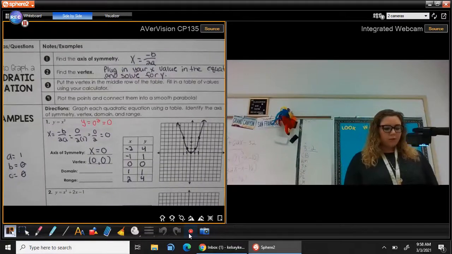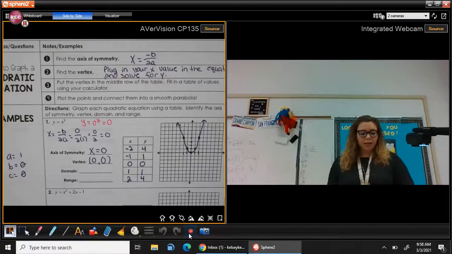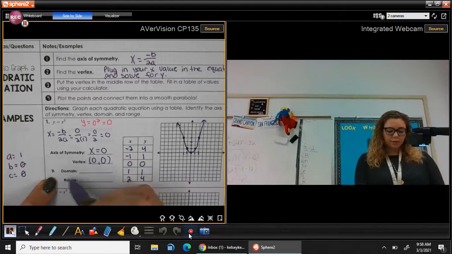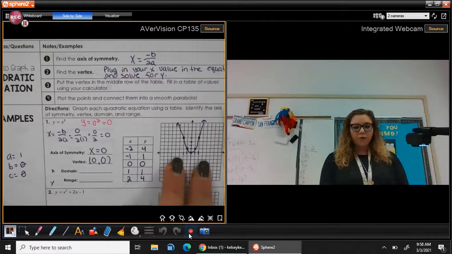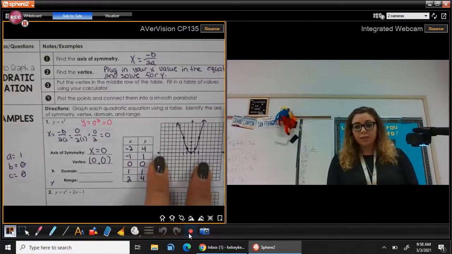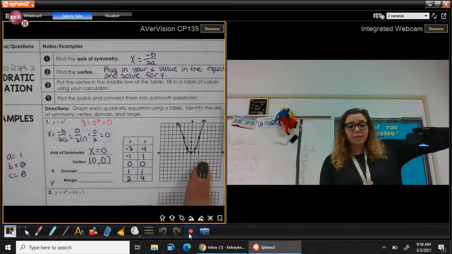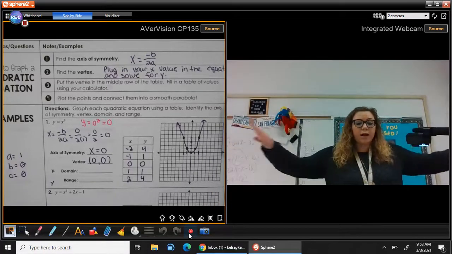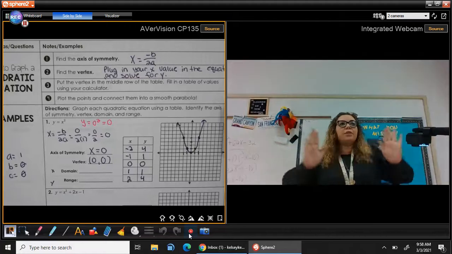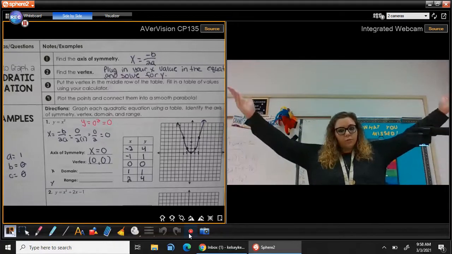So let's look at my domain. Remember, your domain is your x values, your y is your y values. So just looking at my x values, how far left does it go? It keeps going to infinity, okay? It keeps going to the left, and it keeps going to the right. It goes on and on, and it's going to eventually get bigger.